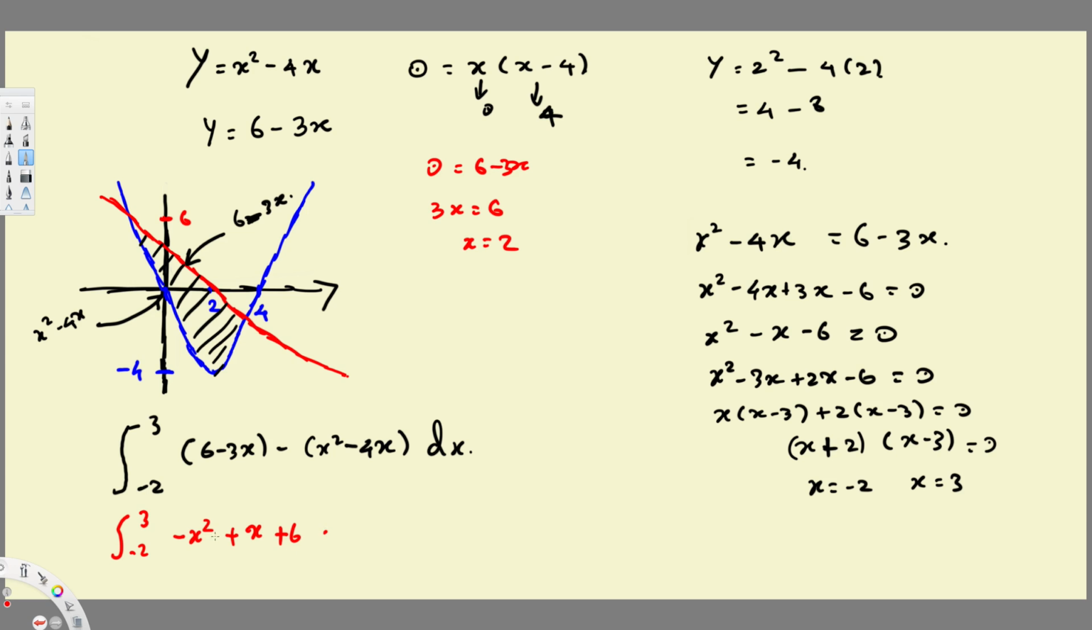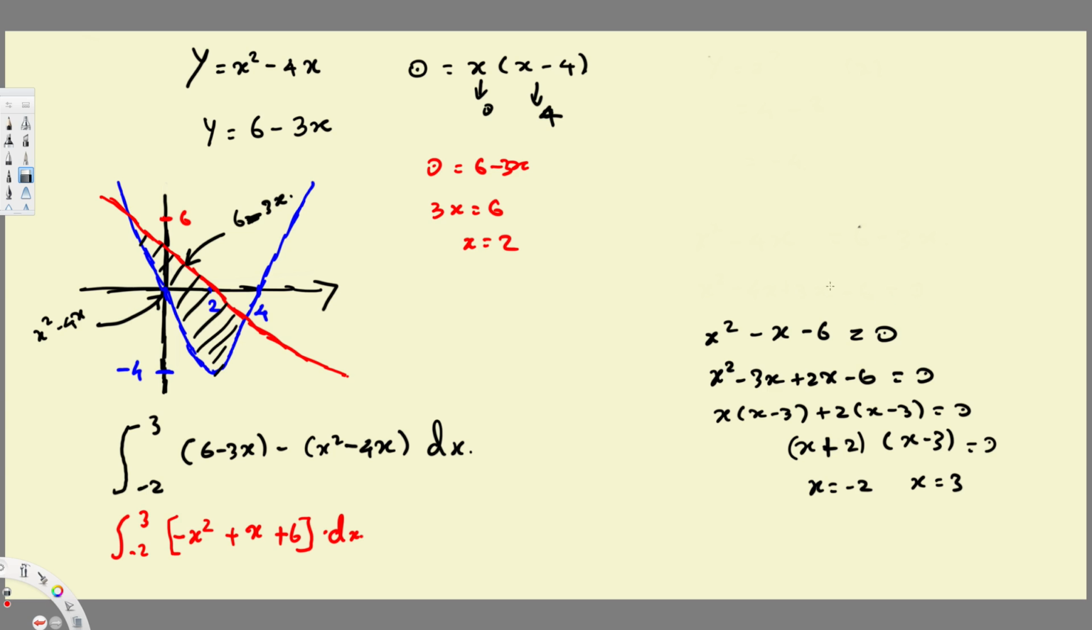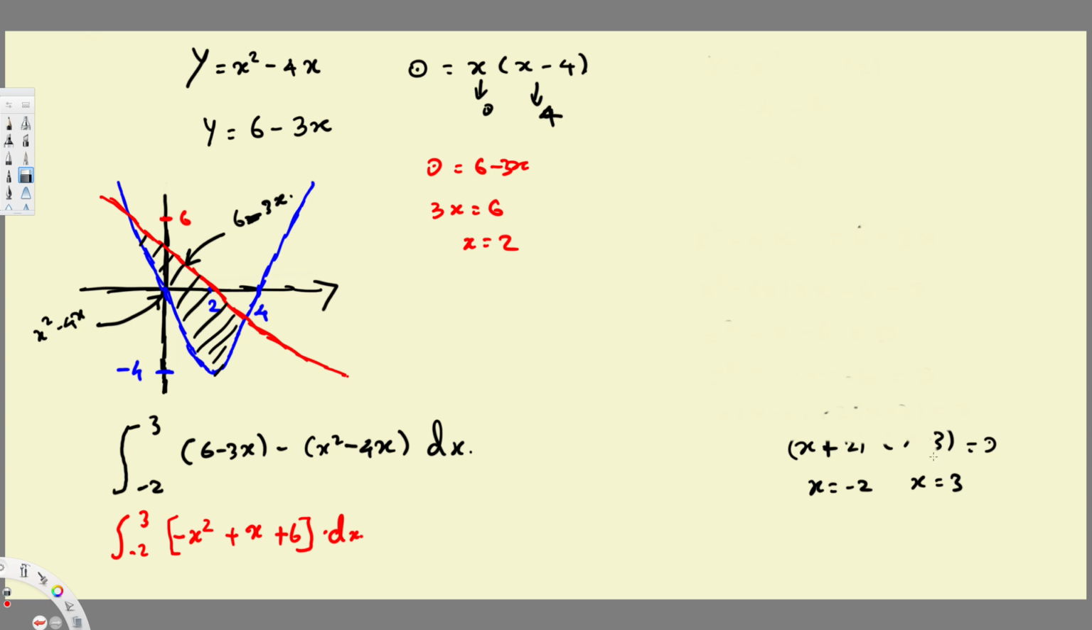Now we can do the integration. So here, this is the thing inside the integration, dx. Now let's go ahead and do the integration. Before I do that, maybe I erase this one because we don't need this anymore. So here we have this function. If we do the integration for this one, that's going to give us minus x cubed divided by 3 plus x squared divided by 2 plus 6x, going from negative 2 to 3.